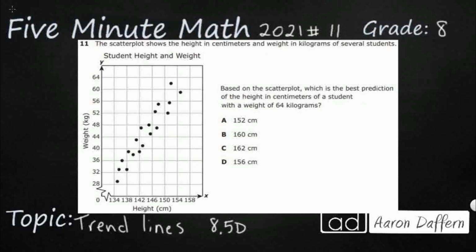Today we are looking at the 8th grade concept of trend lines. This is standard 8.5D in the great state of Texas, and we are using item number 11 off the 2021 released STAAR test. If you have not done so already, please go ahead and take a moment to pause the video, work this problem out on your own, unpause it, and we will look at our answers together.